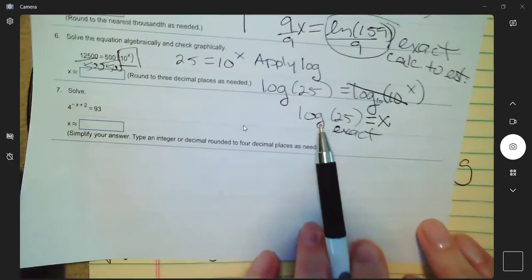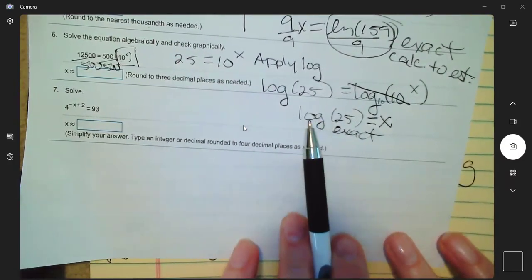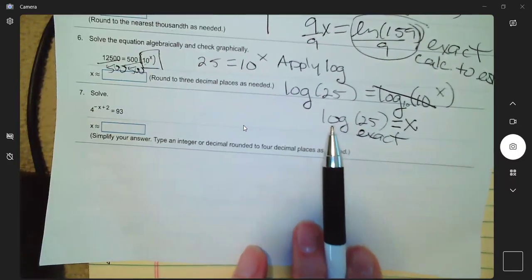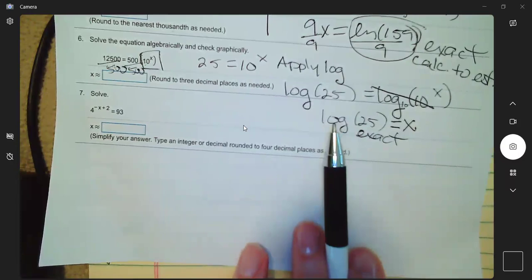And again, if I need a calculator, see, I'm working in a base that I can go right to any of my calculators. I can do it on my phone, or any calculator that has a log button will have this common log button.